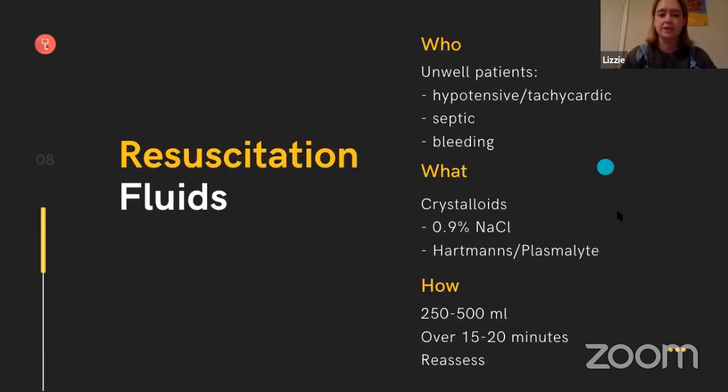So briefly with resuscitation, I think we went through this. When you're resuscitating, you're giving this to unwell patients. So are they hypotensive, tachycardic? Are they septic? Are they bleeding? Are they in a hypovolemic state? So thinking about your fluid state on examination, is this patient hypovolemic, euvolemic, hypervolemic? If they're going towards the hypovolemic end, you need to start to resuscitate them, particularly if you have someone who is decompensating. So again, when you're reviewing patients, is this patient well or unwell? Are they compensating or decompensating?